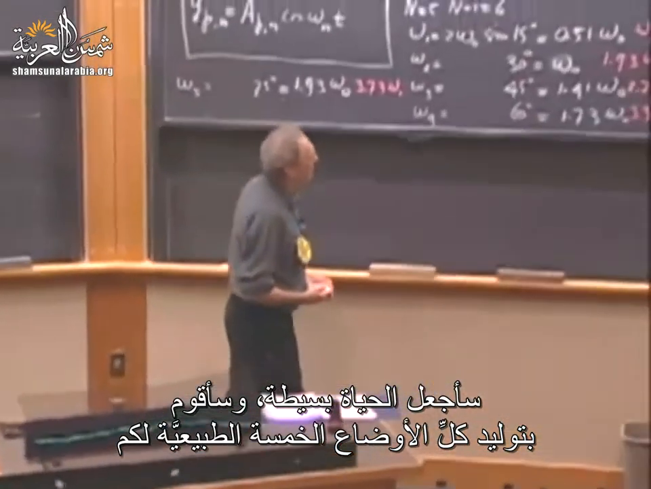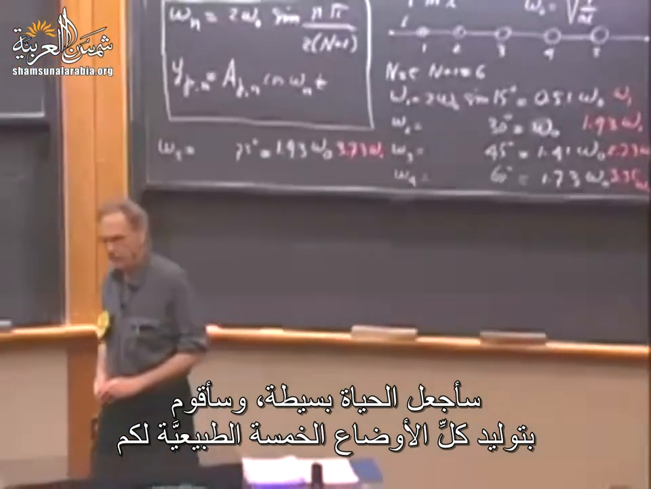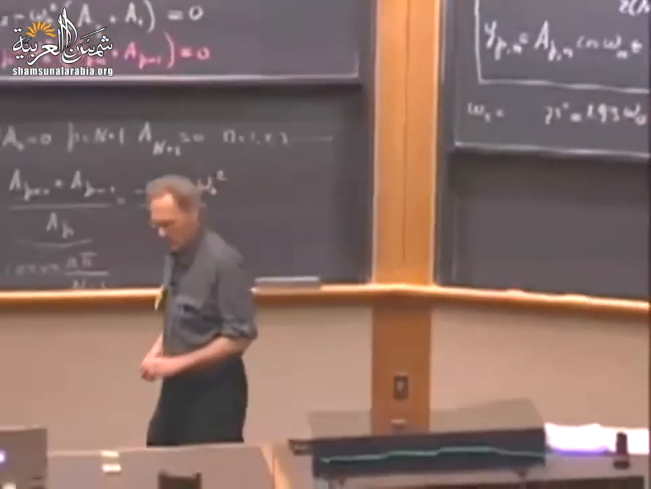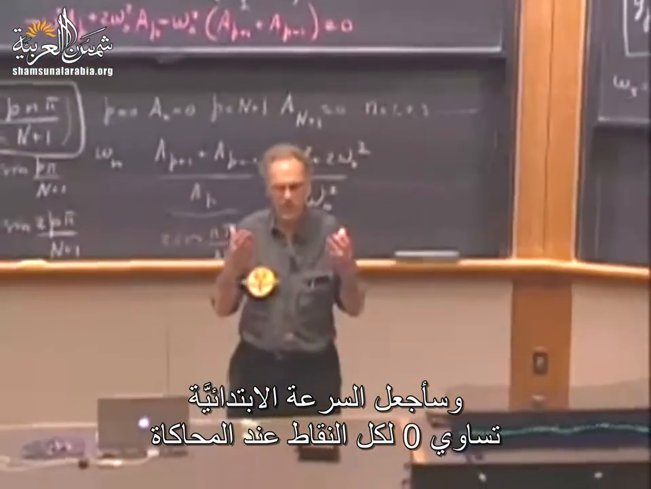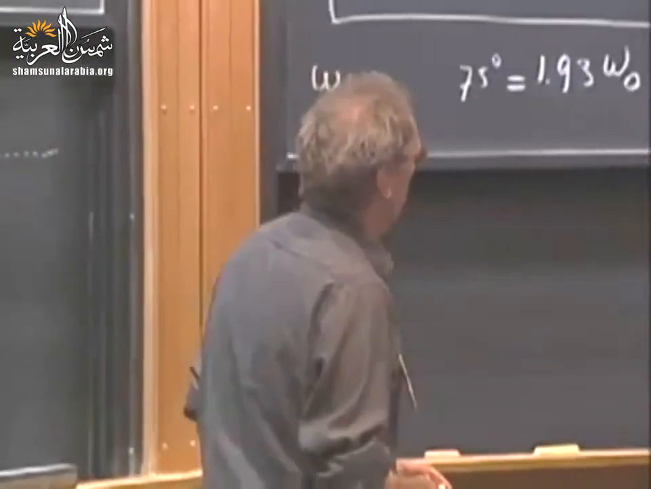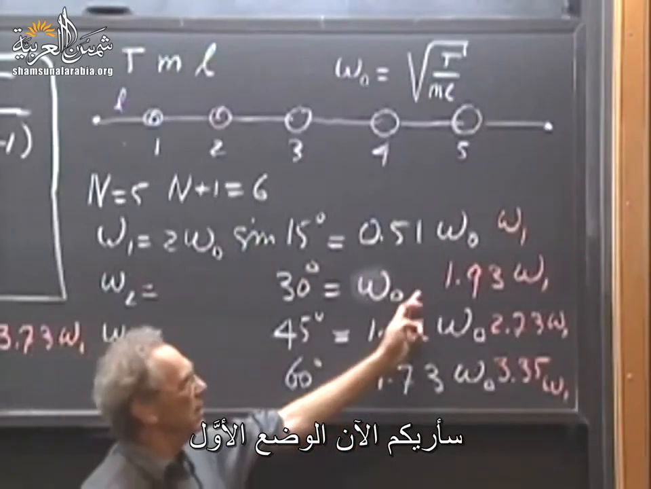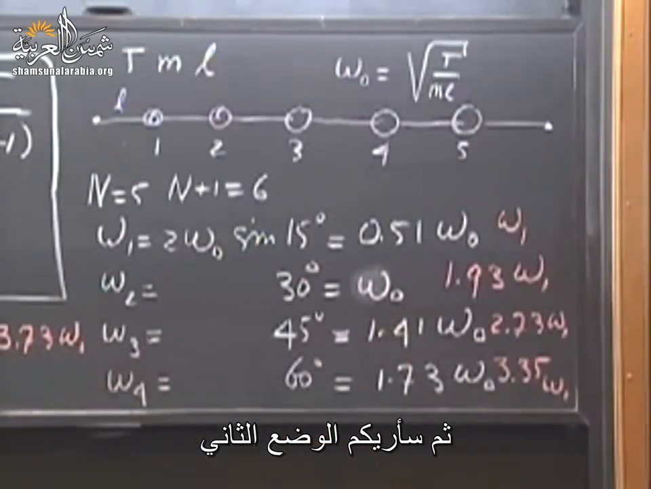What I will do is to make life simple, I will generate all 5 normal modes for you, and I will start them off all at 0 speed when I show you the simulation. And the first one that I'm going to show you then is number 1. And then I'm going to show you number 2.